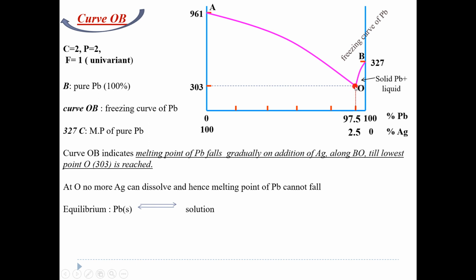Now this is the saturation point. So even for silver, this is the saturation point. Even for lead, this is the saturation point. Okay. And similarly, you can also calculate the phase rule.